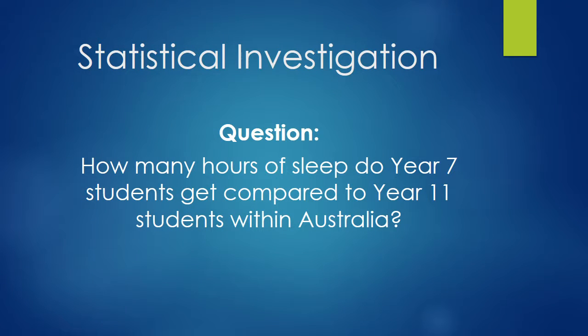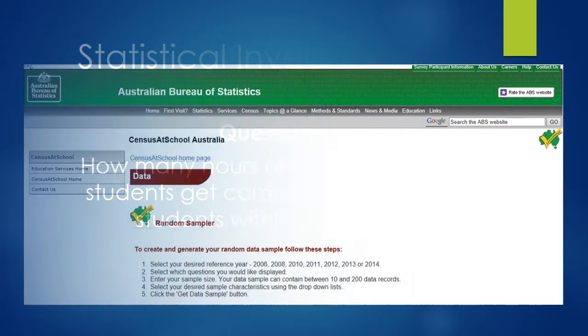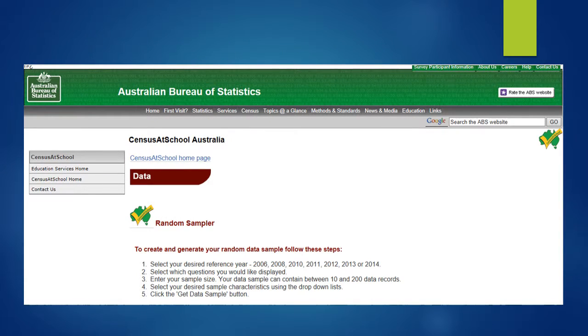The question chosen for the statistical investigation is how many hours of sleep do Year 7 students get compared to Year 11 students within Australia? The data was sourced from the Australian Bureau of Statistics. A random sample of data based on sex and hours of sleep for Year 7 and Year 11s was used.